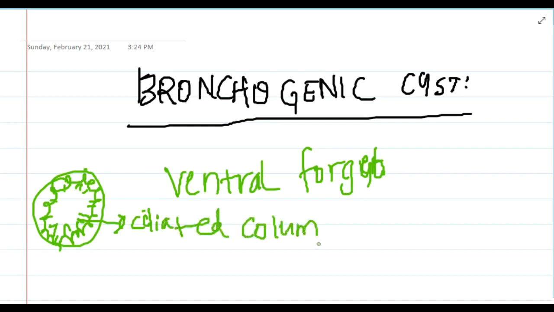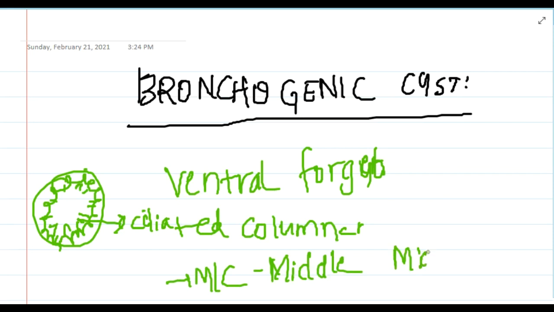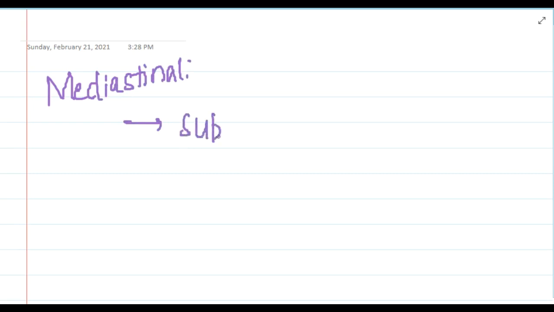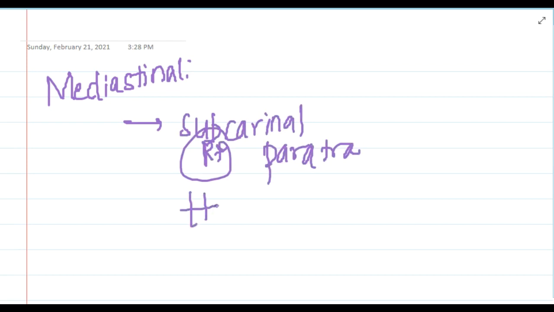Then the bronchogenic cyst is most commonly located in the middle mediastinum, and we have two types of bronchial cyst. One, the mediastinal type of bronchial cyst. Second, the parenchymal type of bronchial cyst. First, the mediastinal type of bronchial cyst is present in subcarinal location or right paratracheal location, or it is present in hilar location.